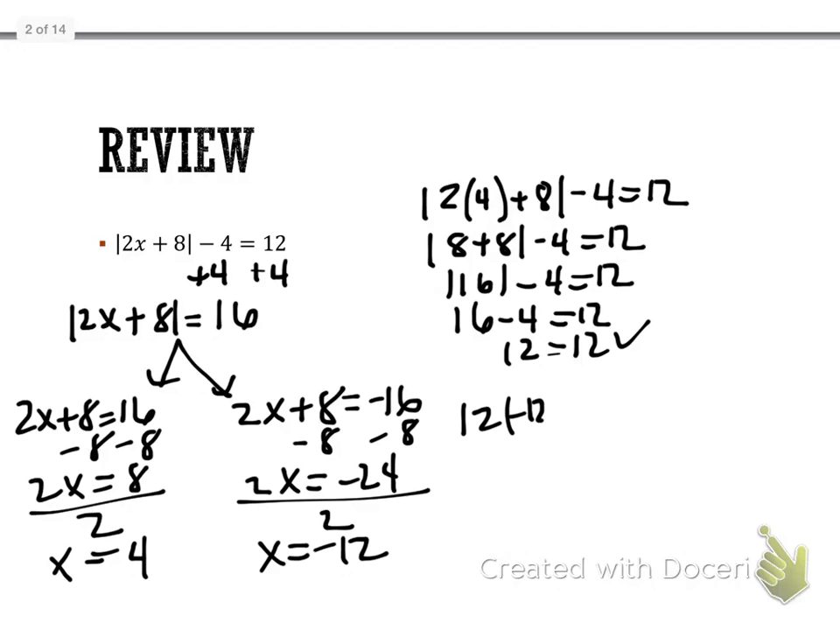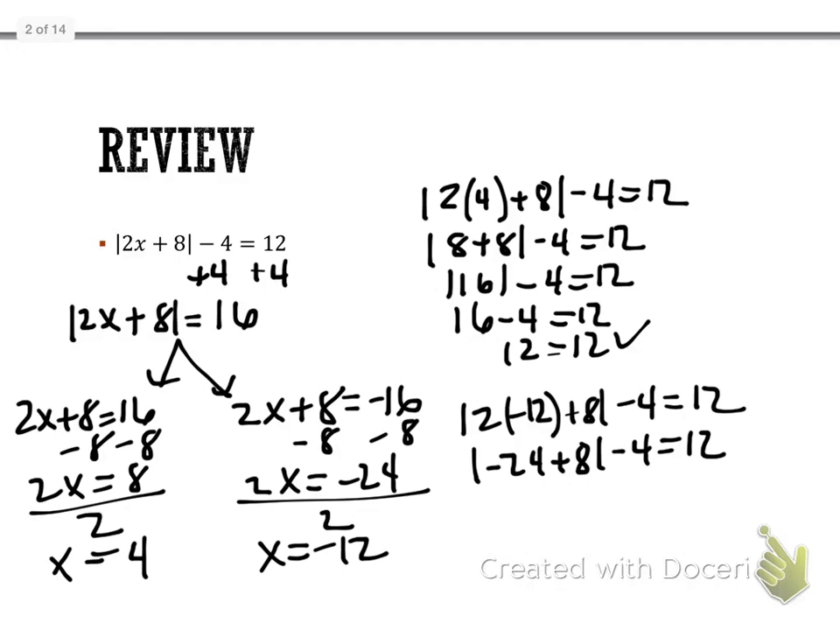So 2 times negative 12 this time, which gets me negative 24. Negative 24 plus 8 is negative 16. The absolute value of a negative number is a positive number. 16 minus 4 is 12, so they both worked.